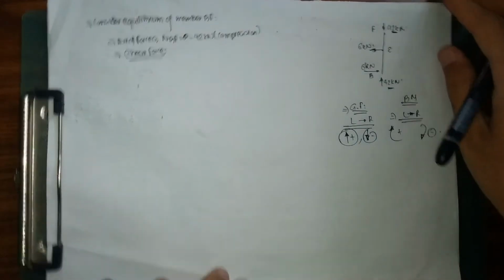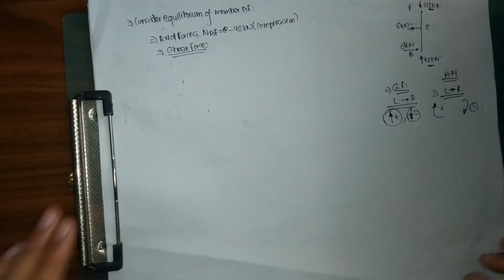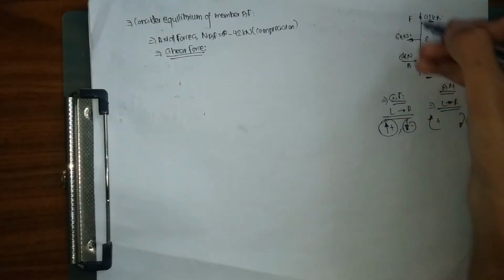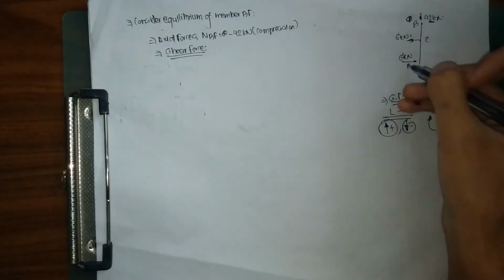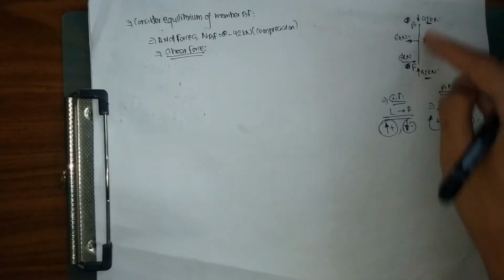So right now we are moving from left to right for our member BF. So our shear force about B. First we are going to write down our shear force. Now we are going to calculate shear force for our member. There's a mistake. This is joint B. This is joint F. So we're going to calculate our shear force for my member BF.